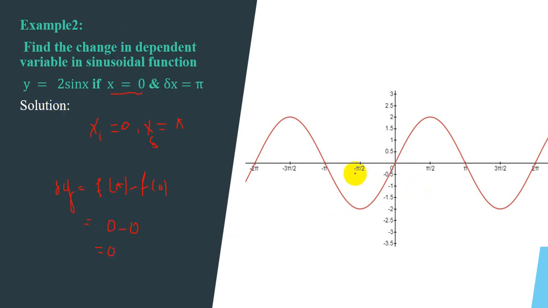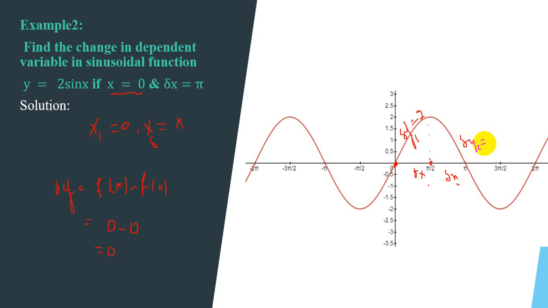Graphically you can see here my 0 is here, the initial value is here, and if I want to find the change in the dependent variable when I change 0 to pi by 2, this is my delta x1, and this is the corresponding delta y1, which will be equal to 2. Then I have supposed this is my delta x2, so here delta y2 will be equal to -2.